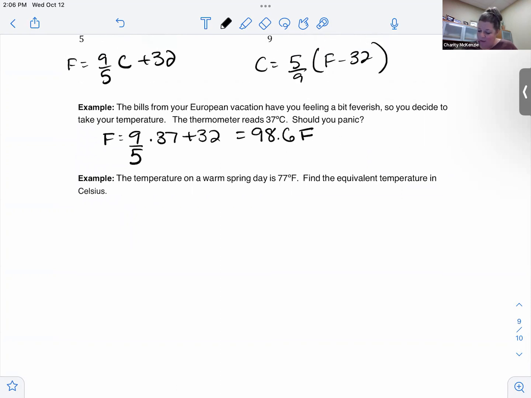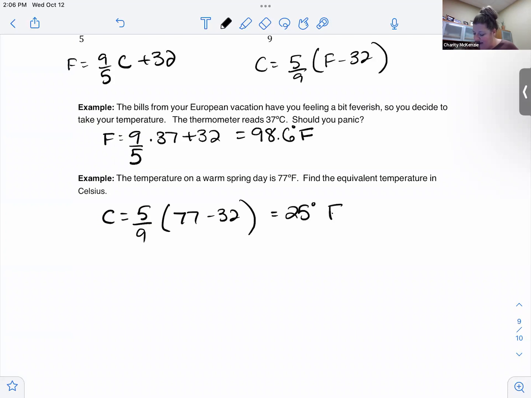Right now we have Fahrenheit and we want to get out Celsius, so we're going to use this formula because our goal is Celsius. Celsius is going to equal 5/9, good, I wrote the right thing, times 77 minus 32. You have to subtract that first because it's in parentheses. 77 minus 32 is 45. Now I'll multiply 45 by 5/9, and I get 25.